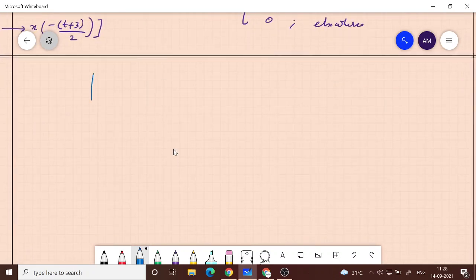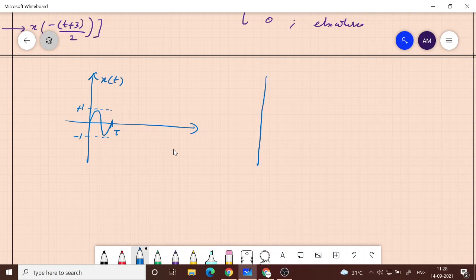Okay, so example: let me take one cycle of a signal here. Say it is -1 and this is +1 and this is some tau, and this is my x of t. As I told you, I don't touch the time axis.